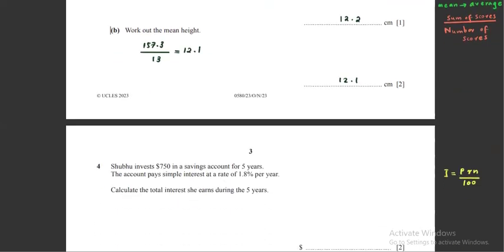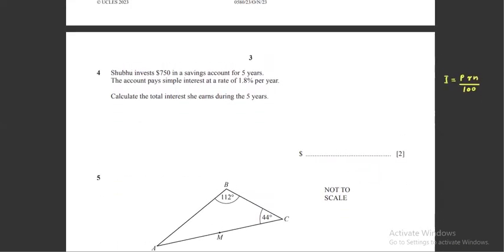Let's move on to the next question, which is question number 4. This is a question which is related to simple interest. So in this, Shubhu invests $750 for 5 years, which pays a rate of 1.8% per year. So we need to calculate the total interest she earns during the 5 years. The formula for simple interest is I is equal to PRN over 100.